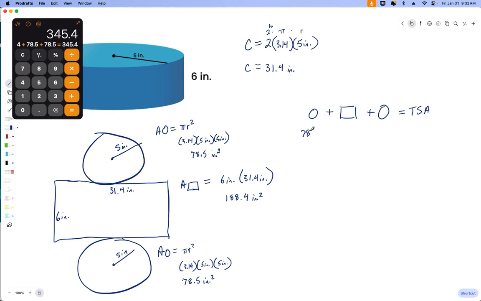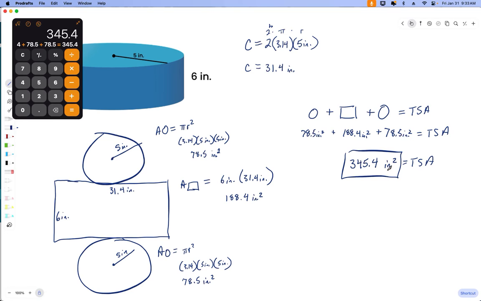So 78.5 inches square plus 188.4 inches square plus 78.5 inches square. Total surface area. We add them together, we get 345.4 inches square for our total surface area. This is the value that we're looking for. That's what you'll type in.